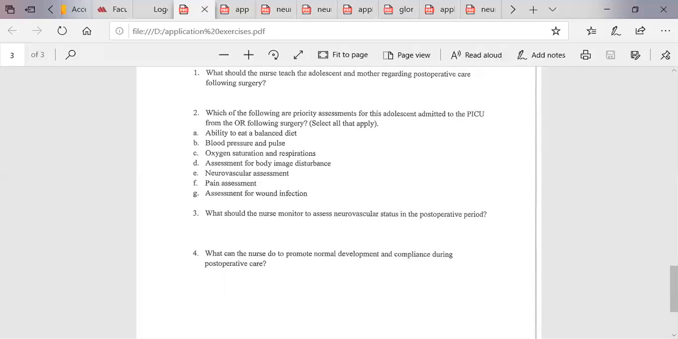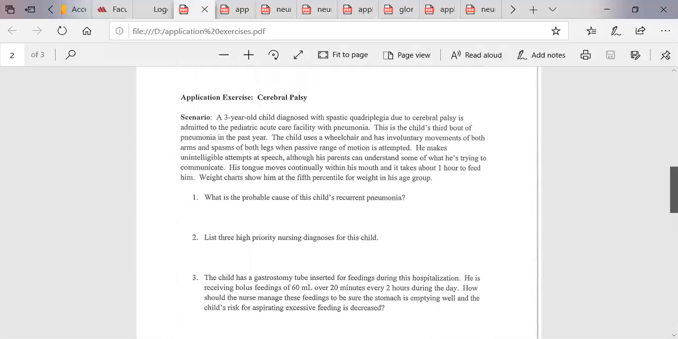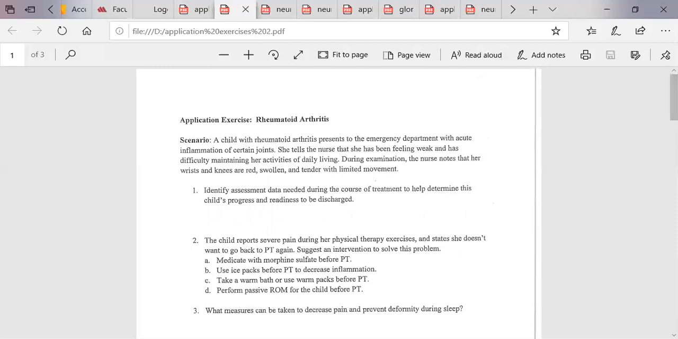All right. The last case study or application exercise I want to talk about is rheumatoid arthritis. Let me hop around until I find it. I feel like it's on a different one. Yep, here we go. Okay.